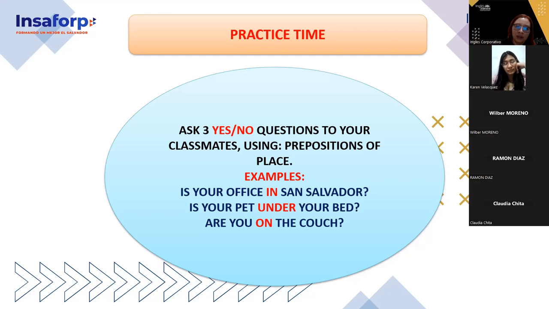Right? So, you're going to write three questions, yes or no, using prepositions. Van a escribir tres preguntas como estas, preguntas de sí o no. Y van a usar prepositions, right? No necesariamente tiene que ser con el verbo to be. Pueden ser con el verbo de acción. Por ejemplo, do you study in Santa Ana? Okay, eso es con verbo de acción. Or do you work in San Salvador? Right? Anything like that. Puede ser cualquiera de esos. Acción o verbo to be. Tres preguntas de sí o no usando prepositions cada una.